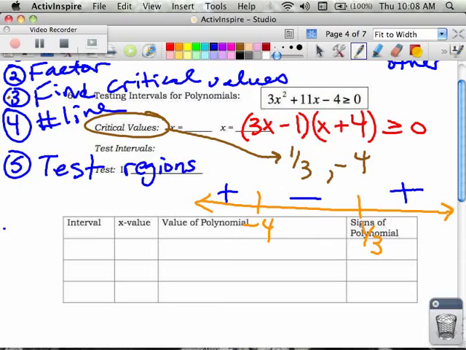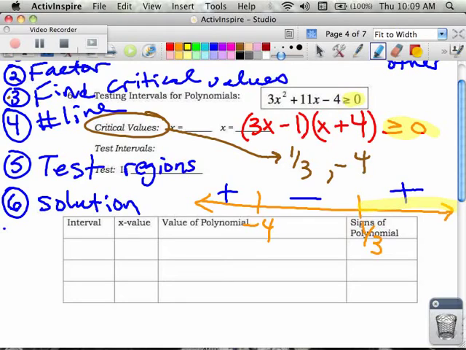Last step. Solution. Look back up here. In the original equation, and in the factored form as well. See how it says greater than 0? What kind of numbers are bigger than 0? Positives. Notice how it says the same thing here? Oh look, here are the positive numbers, and here are the positive numbers.